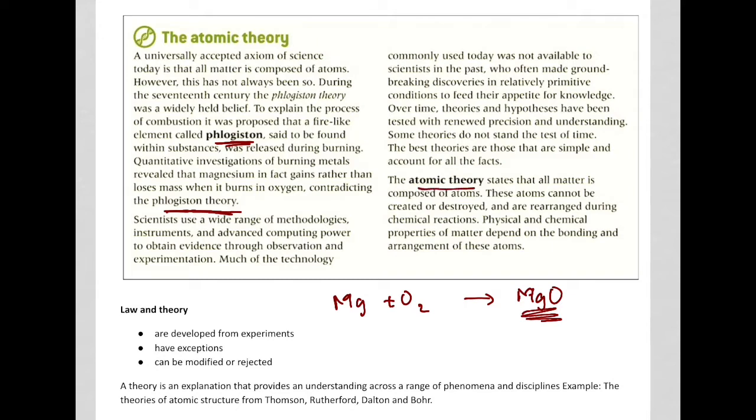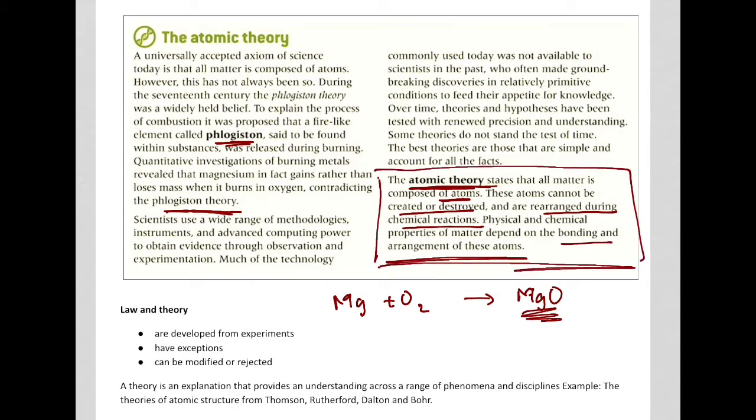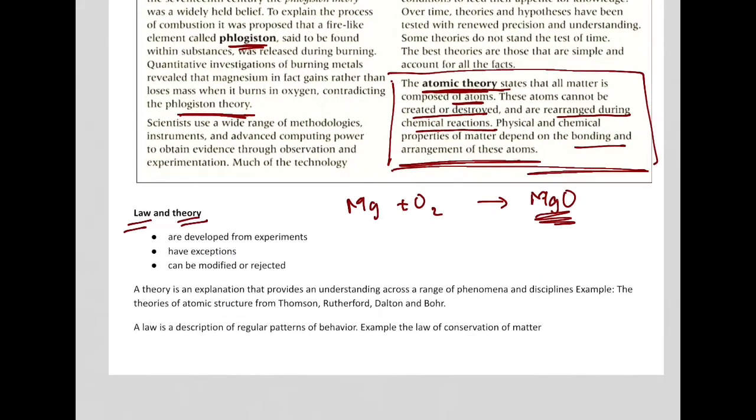So the atomic theory, which is today accepted, states that all matter is composed of atoms and that these cannot be created nor destroyed, and they are rearranged during chemical reactions. And physical and chemical properties of matter depend on bonding and arrangement of these atoms. This is the atomic theory. Now, you'll come across two terms, the term law and the term theory. So a law is actually telling you what's happening, while a theory is attempting to explain what is happening. So that's the main difference between a law and theory.